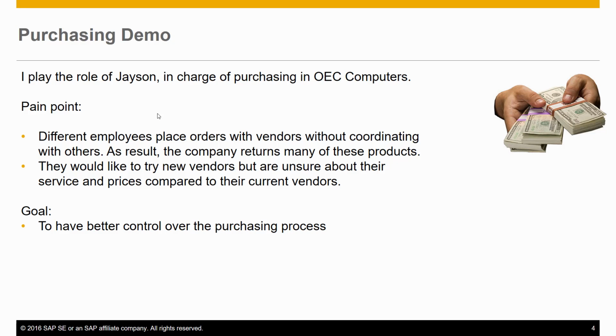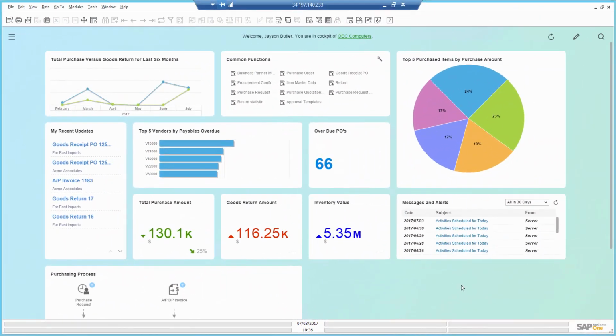In addition, the company would like to try new vendors, but are unsure about their service and prices compared to their current vendors. Their goal is to have better control over the purchasing process overall and reduce the number of returned items. In order to monitor purchases and returns, I selected a few KPIs and dashboards in the main screen of Business One called the Cockpit.